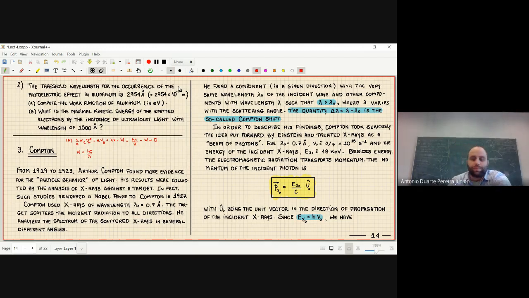Okay. So you just replace here the values of h, c, and lambda. And since you want the answer in electron volt, you replace the value of h in electron volt. And the result of that is around 4.2 or around 4.3. It's more or less like this. 4.3 eV. Okay? Is that clear?